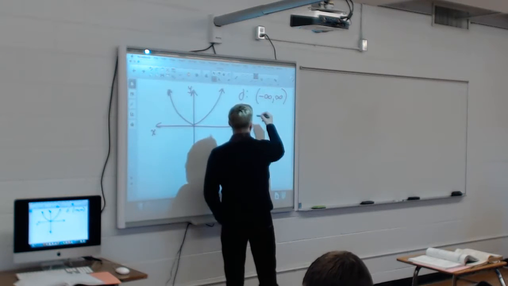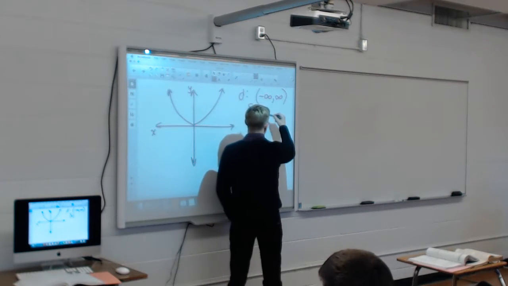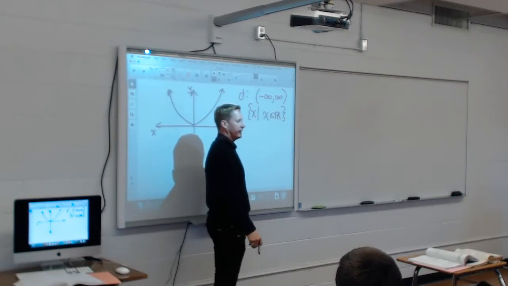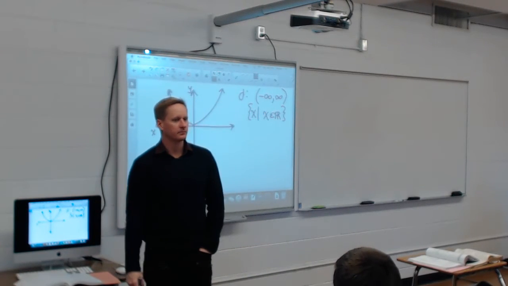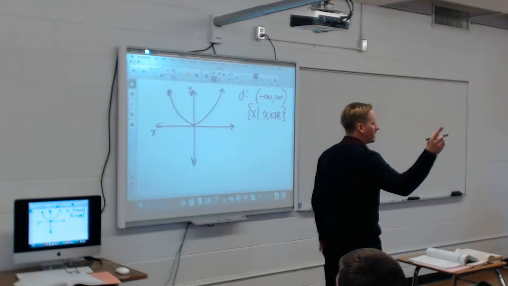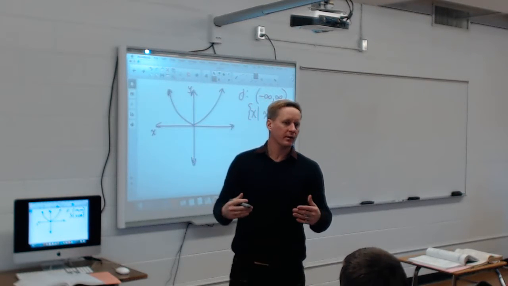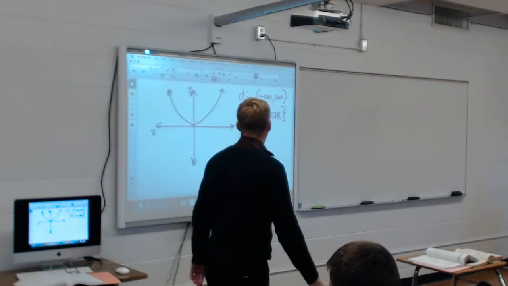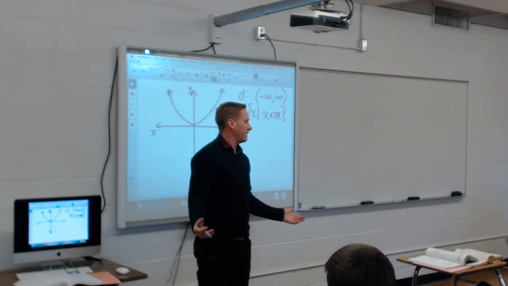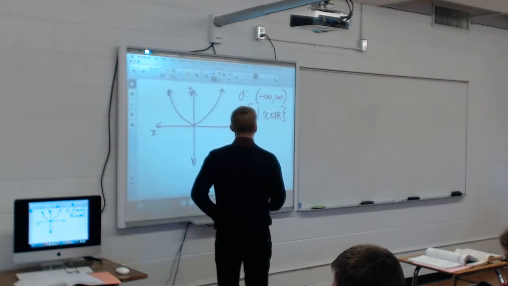In set notation, here it is. Everybody watching? That's all I need: x is an element of all reals. That describes every value going to negative infinity and every value going to positive infinity. X is an element of all reals means every single value is going to be covered. Now, if this graph is continuous and it goes out like this forever, that's your domain.